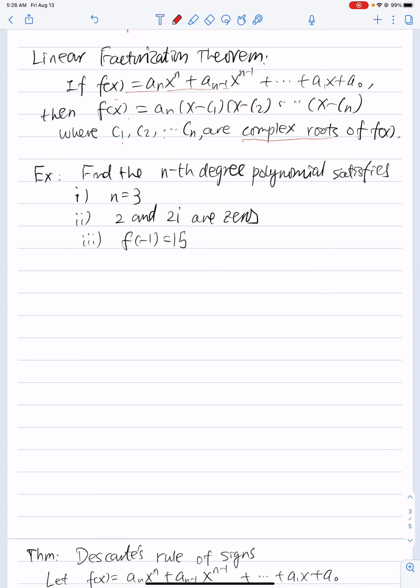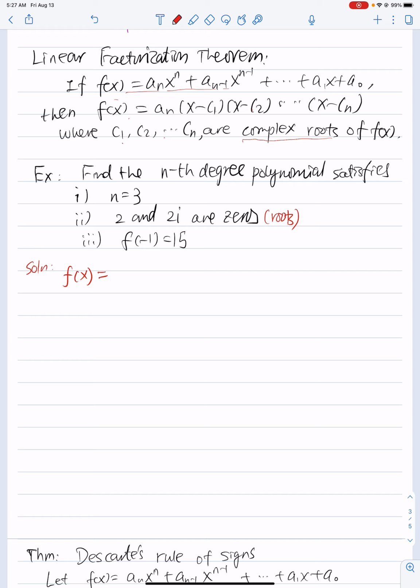Okay, so let's do one question like this. Example. Find the nth degree polynomial satisfying n = 3, 2 and 2i are zeros, f(-1) = 15. So n = 3. So this means what? Degree 3. So which theorem should we use to write this polynomial? And we know some zeros, which means roots, yeah? If I were you, I would use this one.